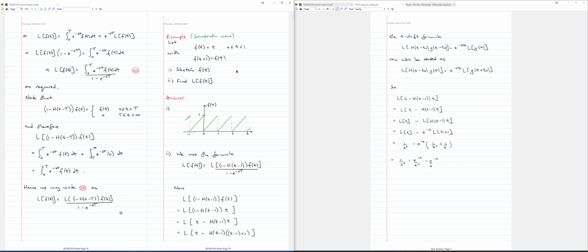And now to sketch the rest of the graph, I just use the fact that it's periodic with period 1, so this is just going to repeat for each period. This piece is between 0 and 1, and it's going to repeat between 1 and 2, and then also between 2 and 3. And on this side, it'll repeat between minus 1 and 0.